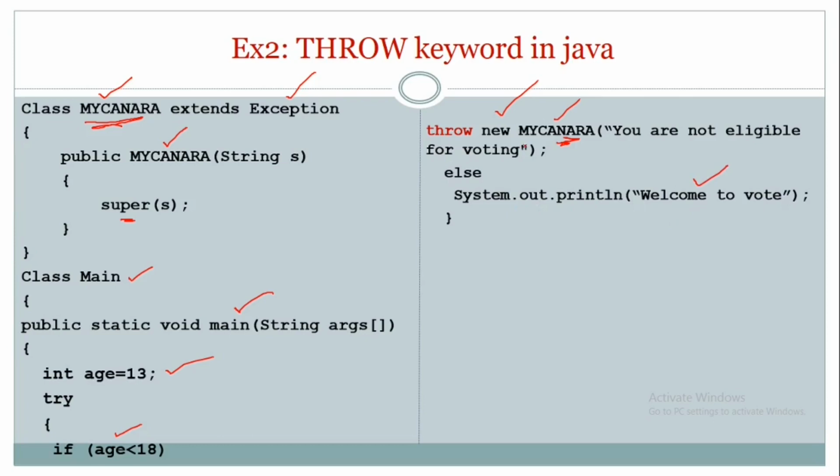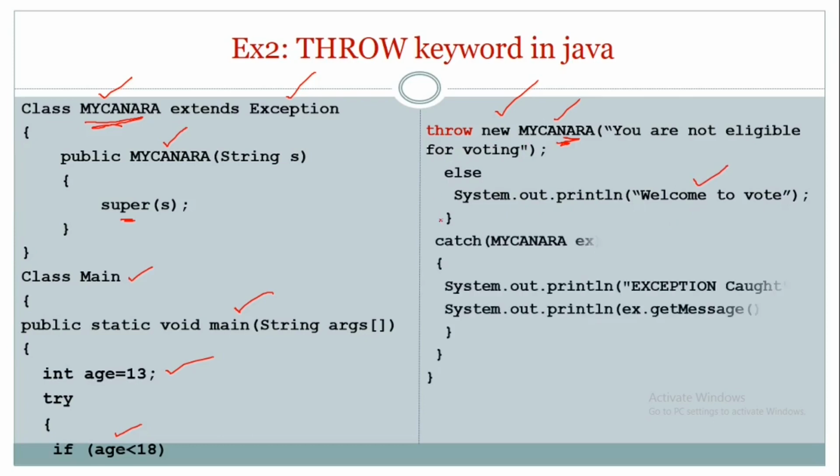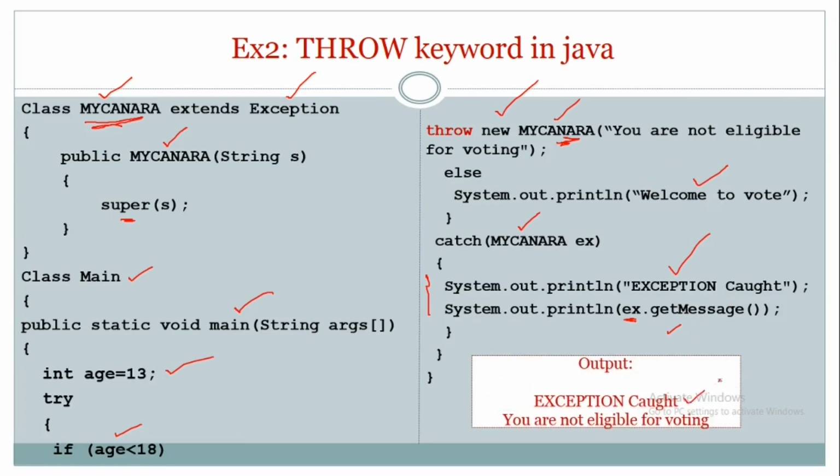Now whenever an exception is thrown, it has to be handled, and it is caught in a catch statement. Again, as you can see here, in the catch statement we have used MyException. It is handled by displaying exception caught, and System.out.println prints the exception object's getMessage, which prints you are not eligible for voting. Thus this program demonstrates how we can throw a user-defined exception using the throw keyword.